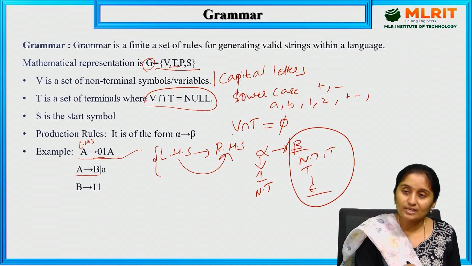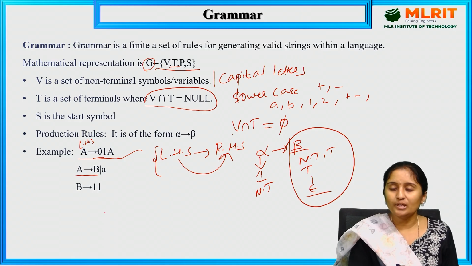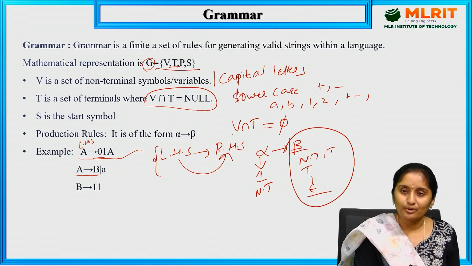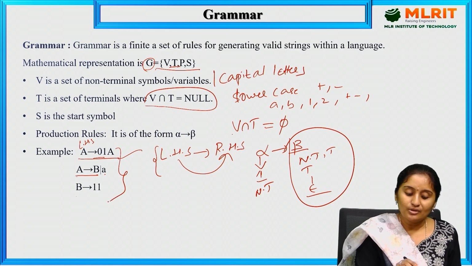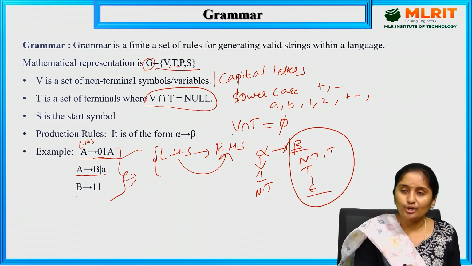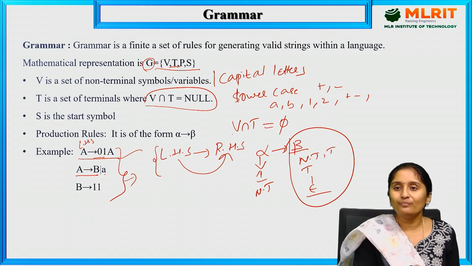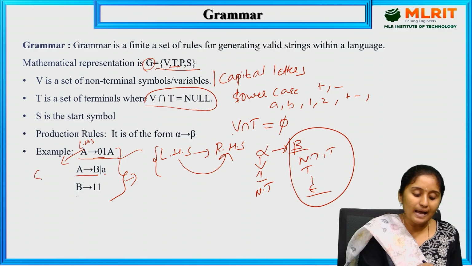Here A produces B. If we want to write more than one production of the same LHS in the same line, we use a slash. A produces B, or A produces A, and B produces 1 1. So this is a production rule. When we talk about the start symbol S in the given production rules, the first production rule's LHS non-terminal will be our start symbol.